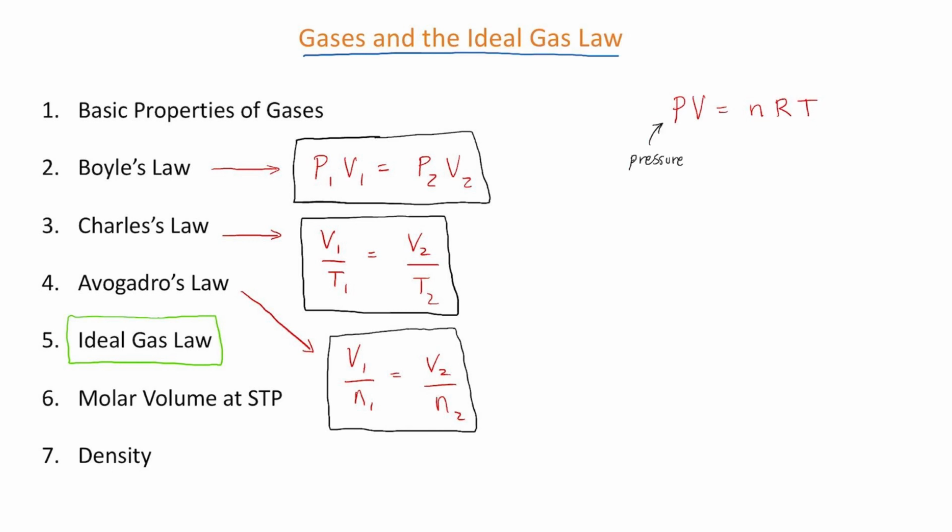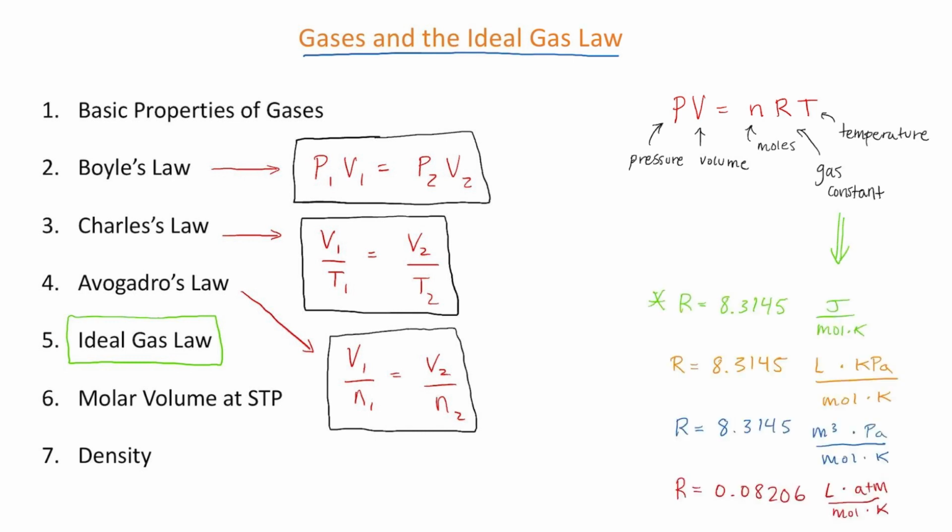P is the pressure, V is the volume, n is the number of moles, R is the gas constant, and T is the temperature. And now you can represent the gas constant in a variety of units, but I will be using this value of R, where R is equal to 8.3145, and the units are liters kilopascals per mole per Kelvin. You should use whatever R value your teacher recommends.